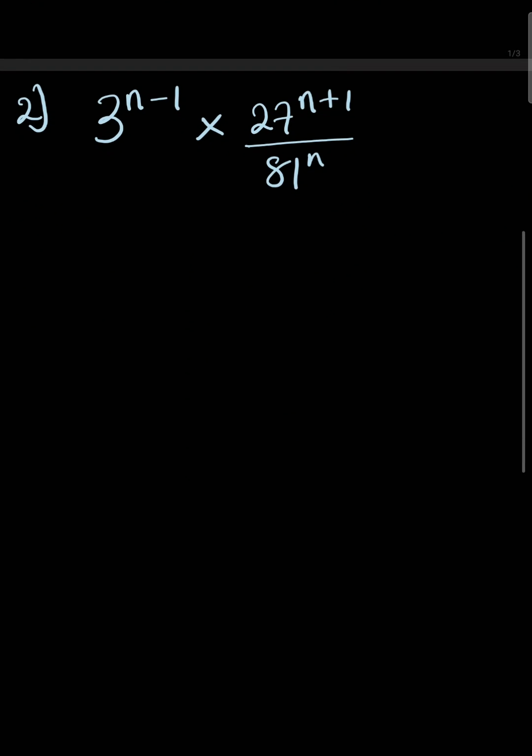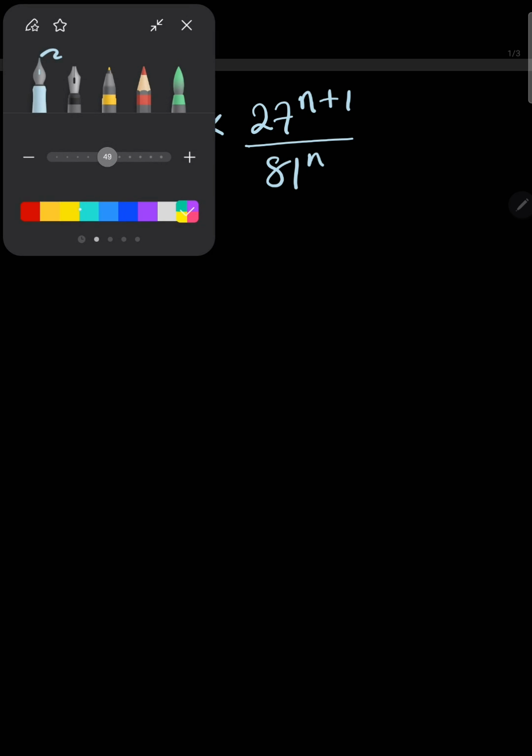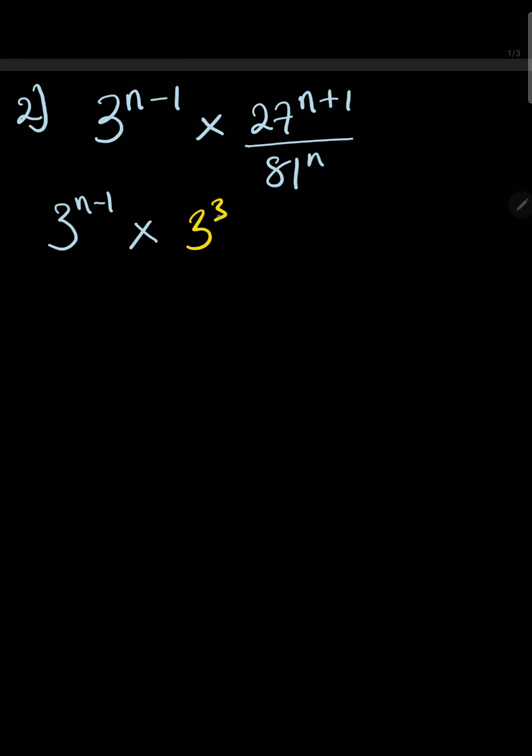If you look at question number 2, we have 3 to the power of n minus 1 multiplied by 27 and 81, as you can see here. Now the best way to tackle this problem is to ensure that all the bases are the same thing. Already we have 3 to the power of n minus 1 multiplied by 27, which can be split into 3 power 3. You know that 3 power 3 will give you 27, right? Then you have your power of n plus 1. Everything all over 81 can be written as 3 to the power of 4 because 3 times 3 times 3 into 4 places will give you 81.